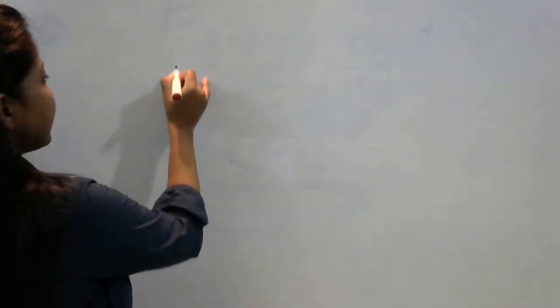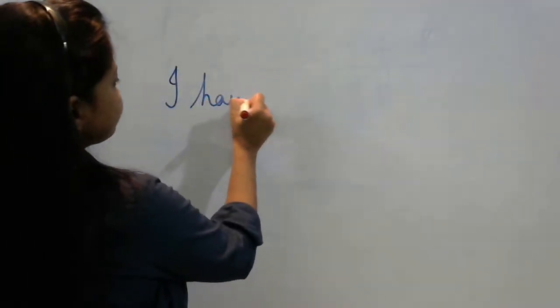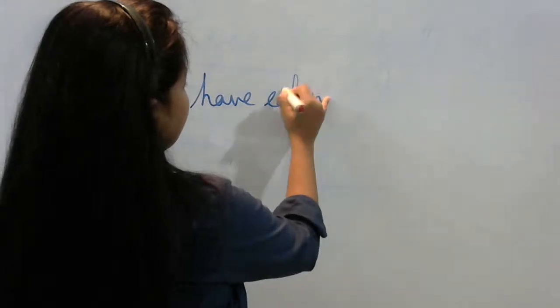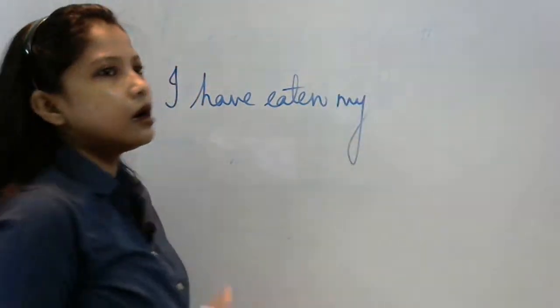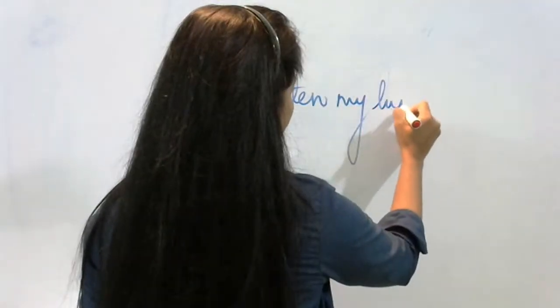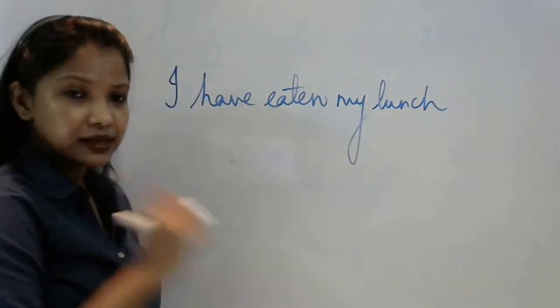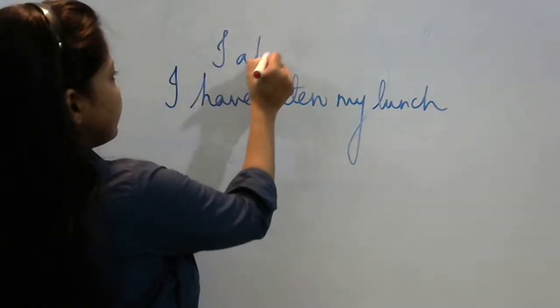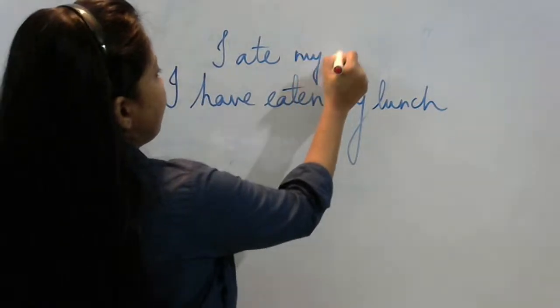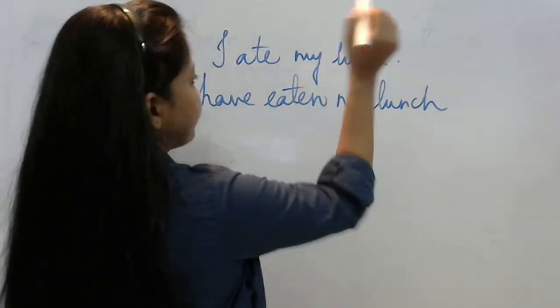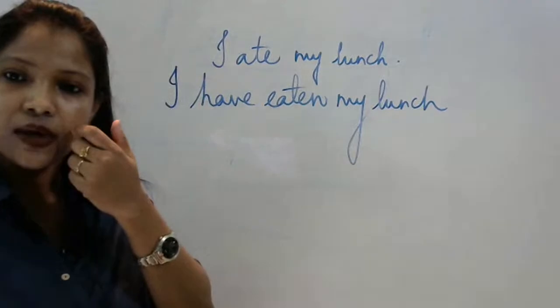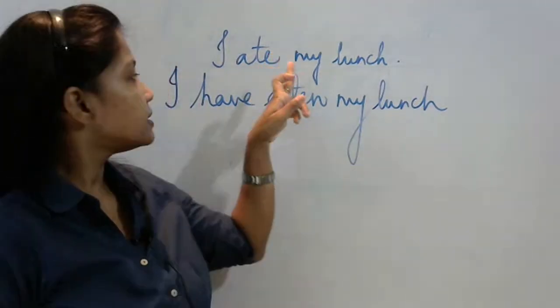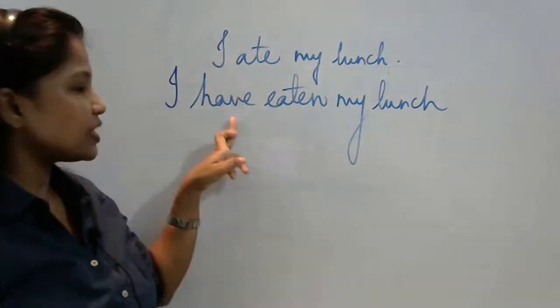The example that I want to give you is, I have eaten my lunch. Now pay attention over here. I ate my lunch. This one is in simple past. This is in present perfect.